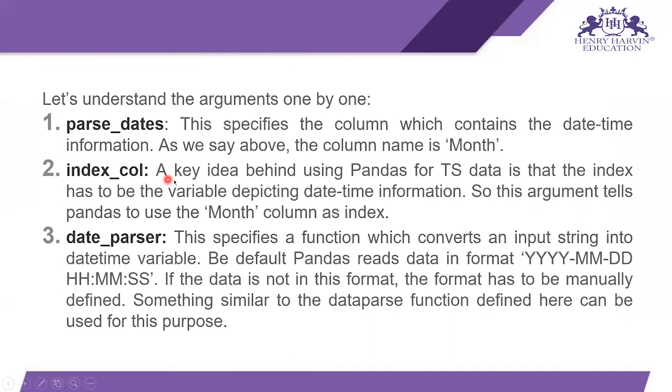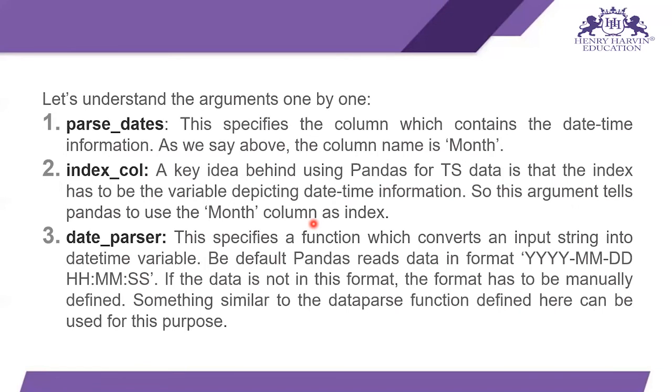Next is index_col. A key idea behind using pandas for time series data is that the index has to be a variable depicting date and time information. So this argument tells pandas to use the Month column as the index. It is telling the data frame that you can change the index to the date and time.